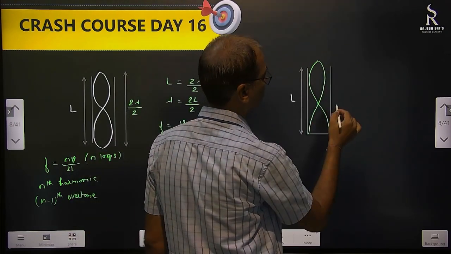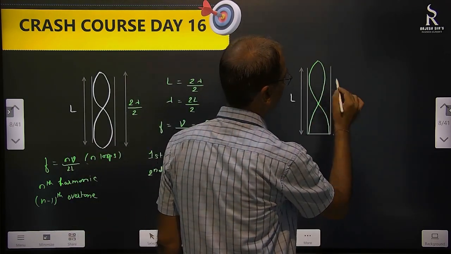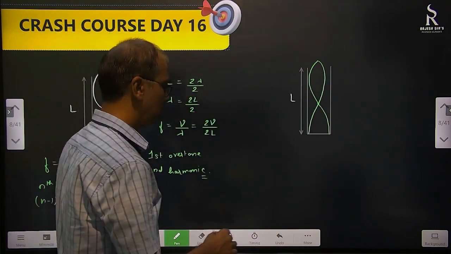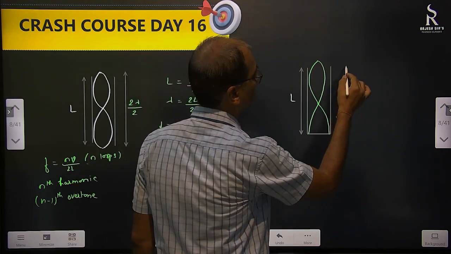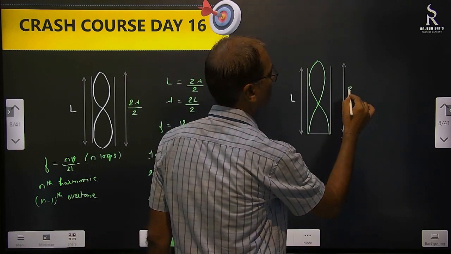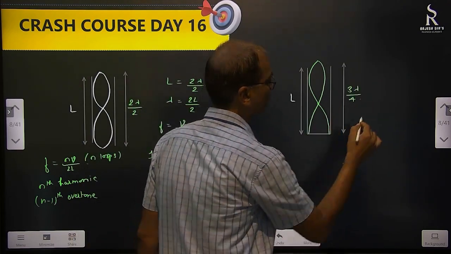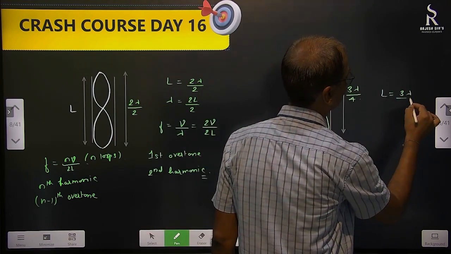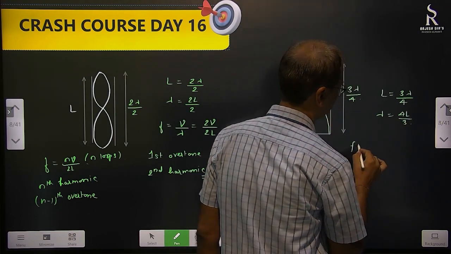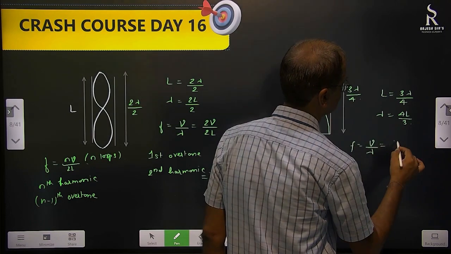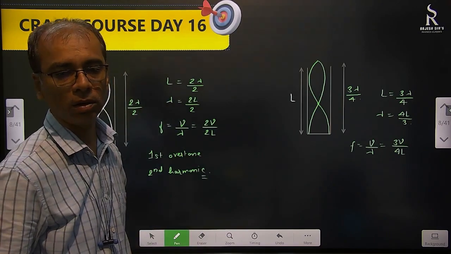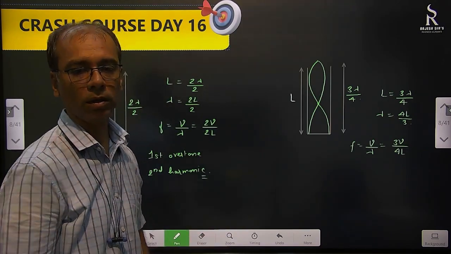Now this is lambda by 2 and this is lambda by 4. Lambda by 2 plus lambda by 4, so how much it is? 3 lambda by 4. This length will be 3 lambda by 4. So we can say L is equal to 3 lambda by 4, so lambda equal to 4L by 3. So frequency, which is V by lambda, it will come as 3V by 4L. Fundamental was V by 4L. This is 3V by 4L. The 2V by 4L is not there.